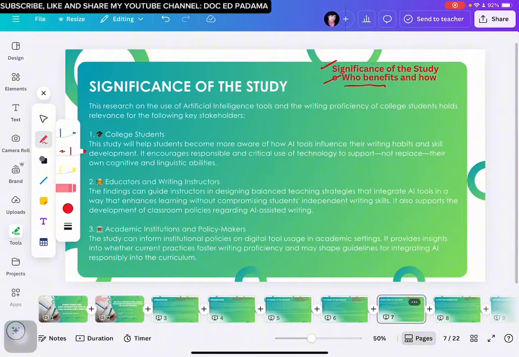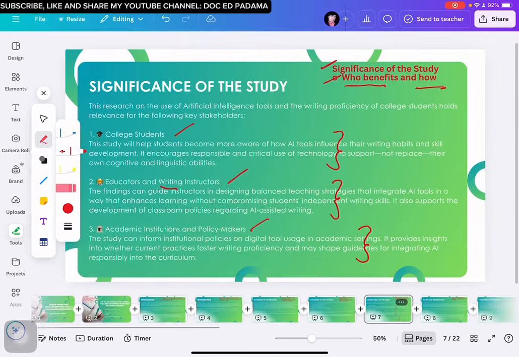For this particular slide, I only included the following: the college students, educators, instructors that are engaged in writing, and then policymakers and academic institutions. Do not forget, you have to include the discussion of how these beneficiaries will benefit from the study, which is these parts. And again, you do not need to discuss them comprehensively.